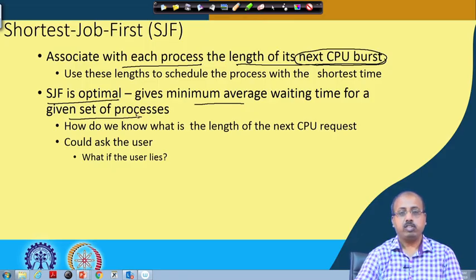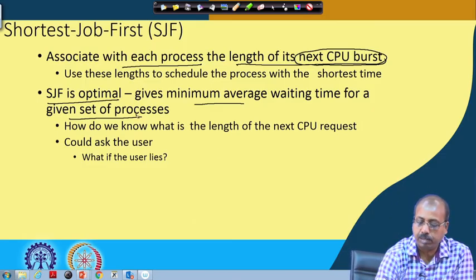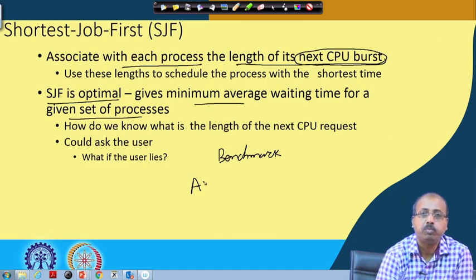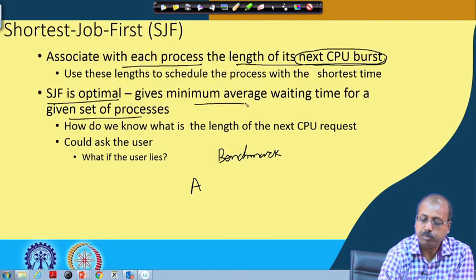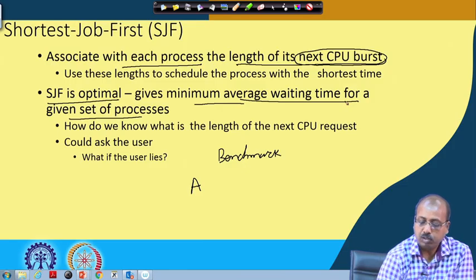So this is the shortest job first policy, and it is a theoretical one, and it acts as a benchmark. Why do I say so? Suppose I come up with some new scheduling policy A. Now, how good or bad is my scheduling policy? If you try to compare, then the average wait time is an important parameter for any scheduling policy. So what can we do?